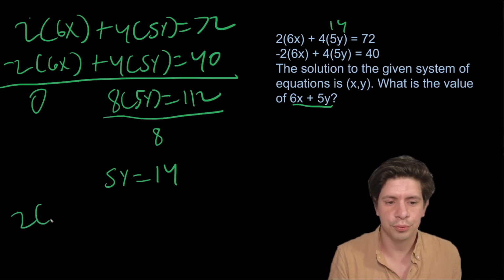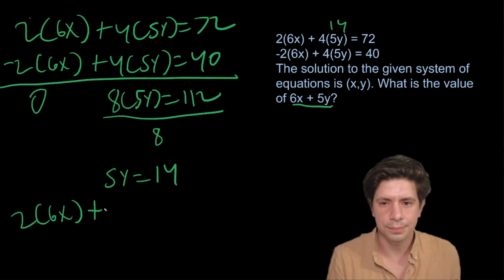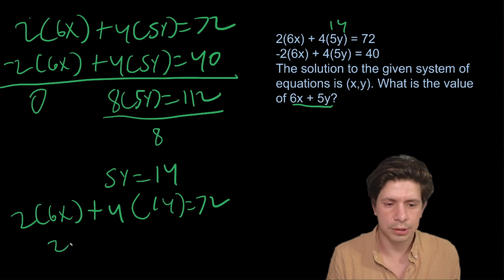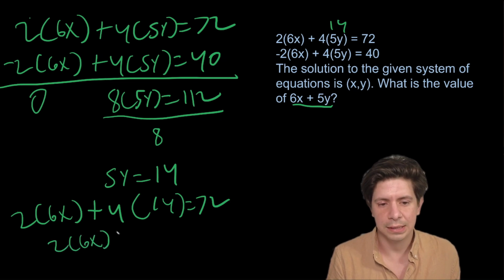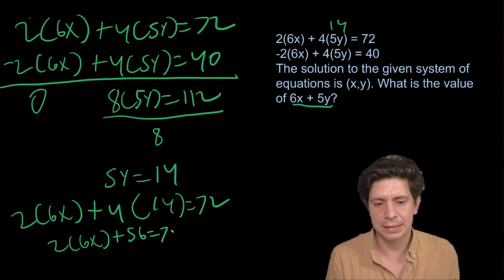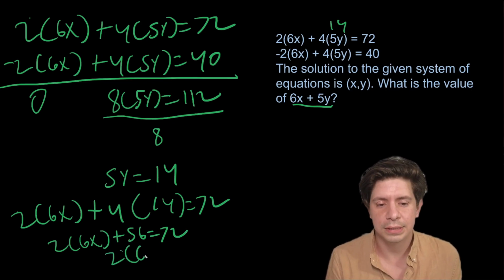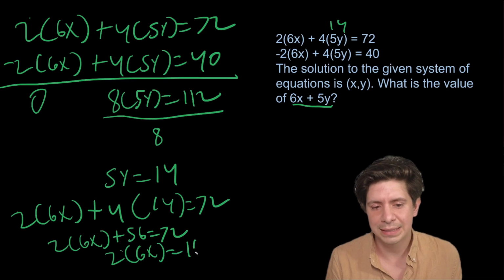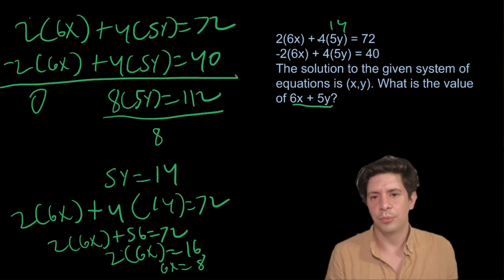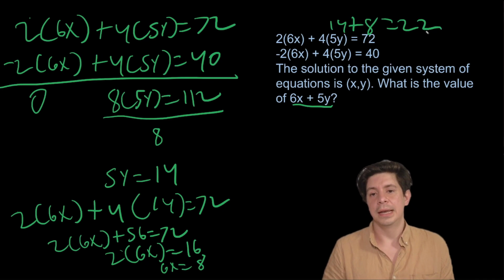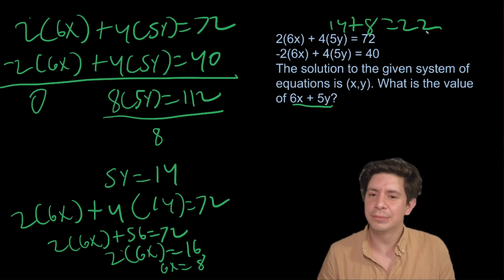So I'm going to have 2(6x) plus 4(14) equals 72. So I'll get 2(6x) plus 56 equals 72. When I subtract by 56, I'm going to get 2(6x) equals 16. So 6x equals 8. So then what do they add up to? 14 plus 8, it equals 22. Now that just saves time, saves having to deal with decimals or weird fractions.